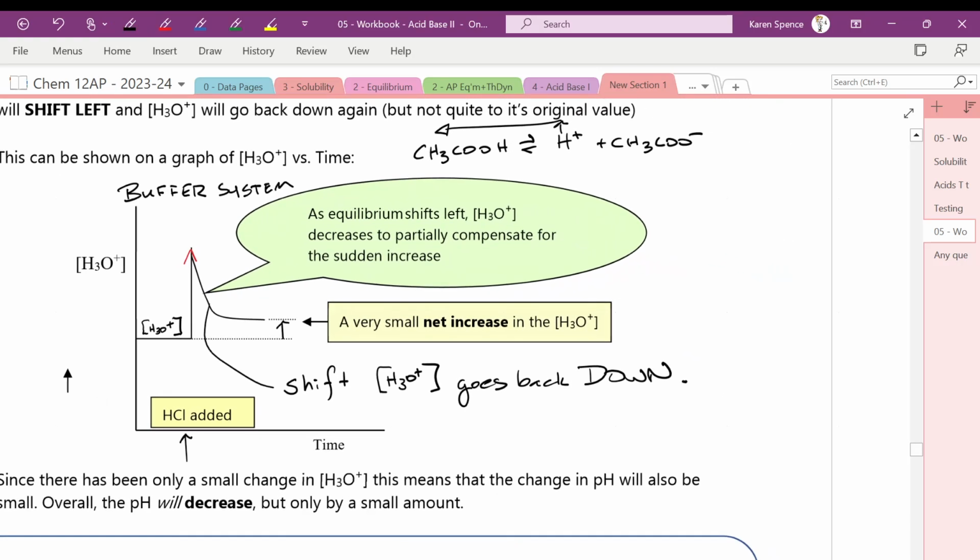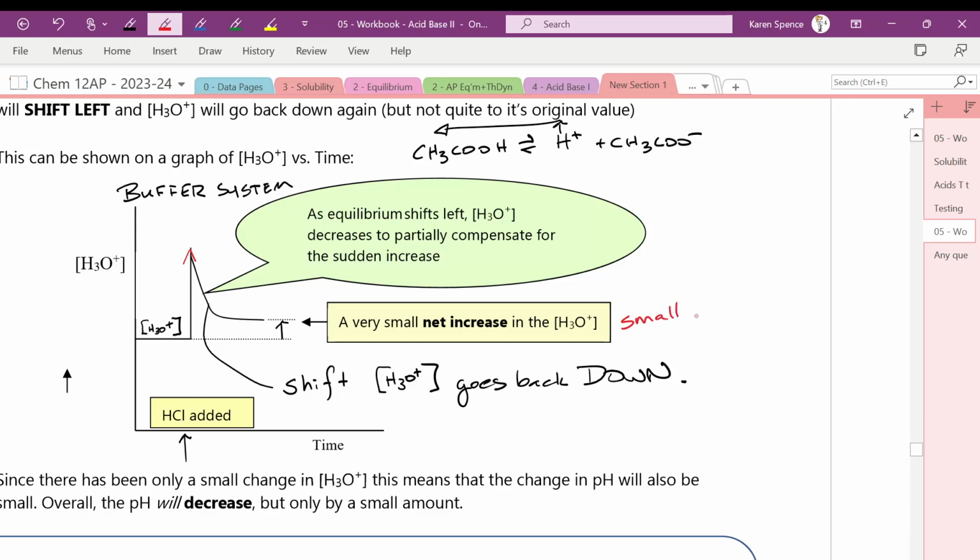And if we have a net increase in H3O plus, we have a small net what in pH? Decrease.